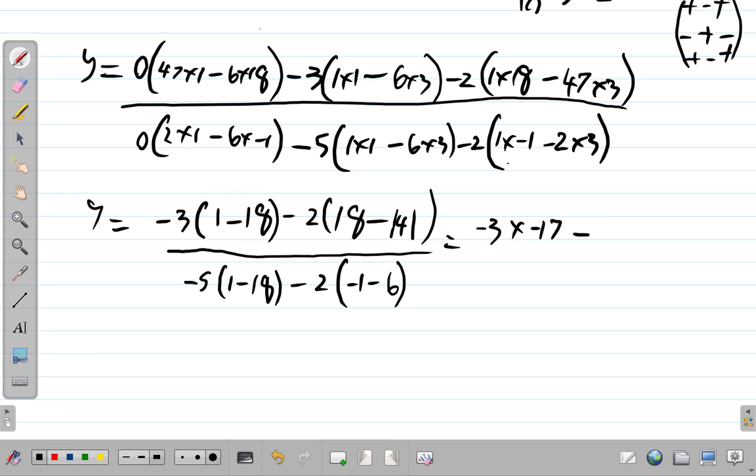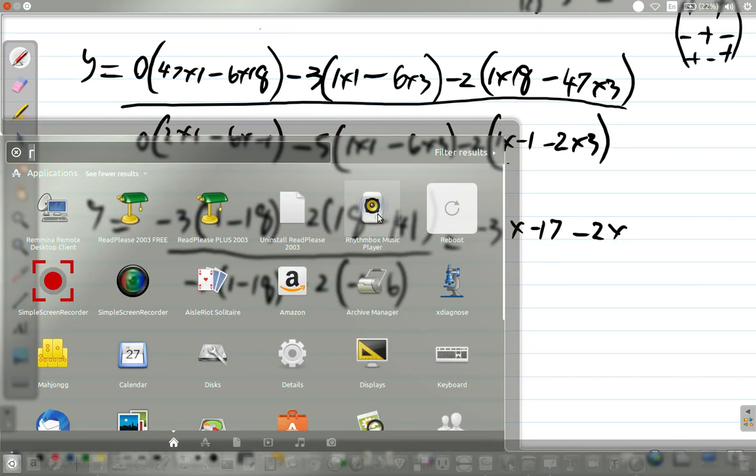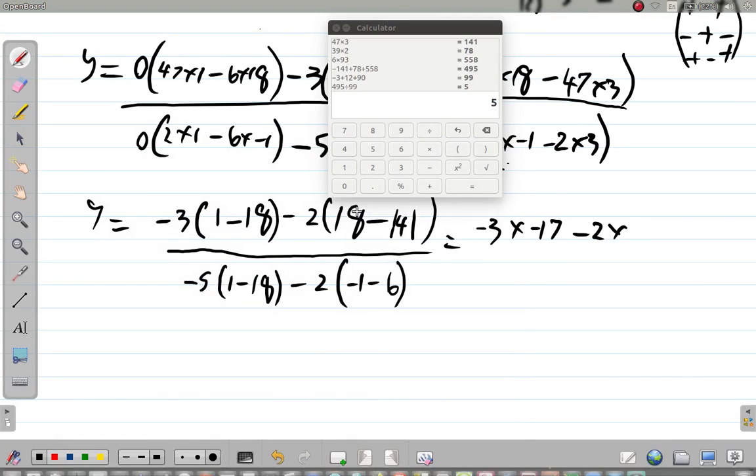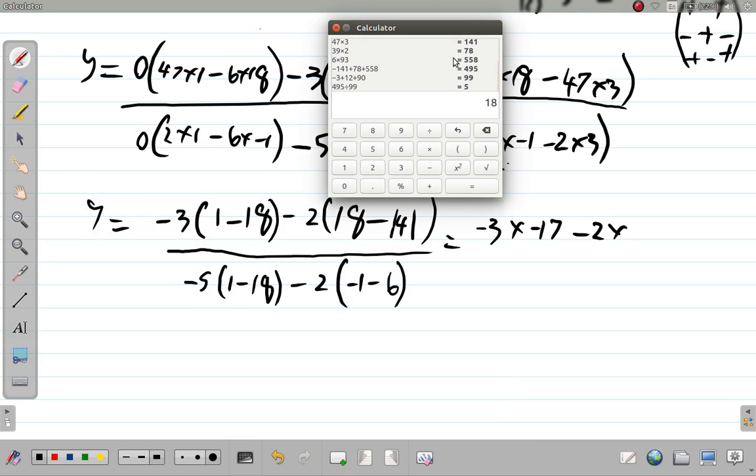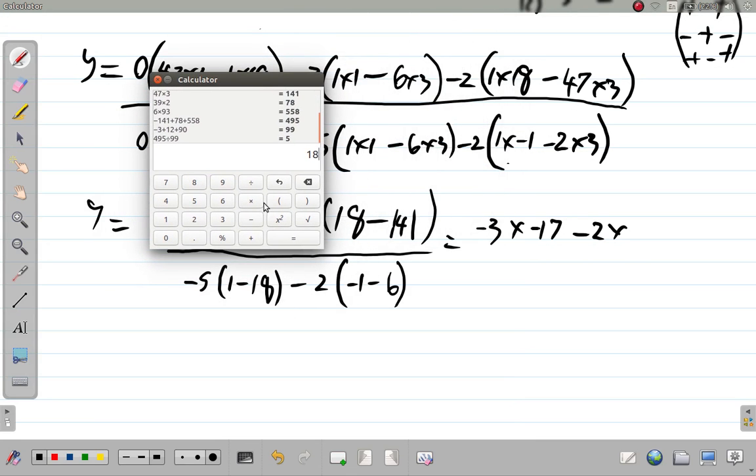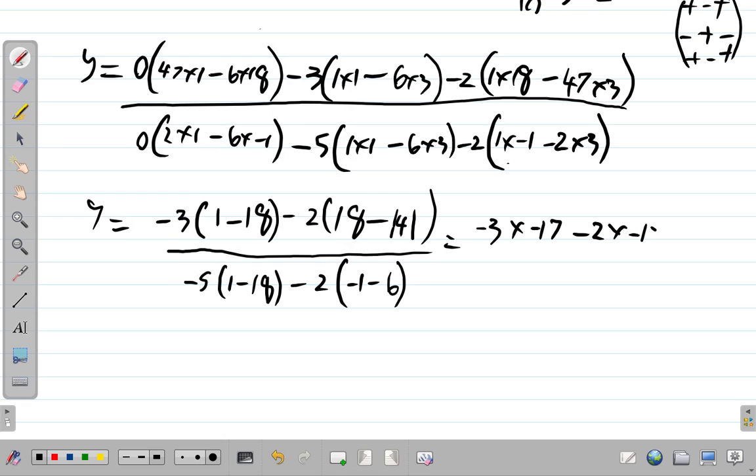negative 17 minus 2 times, what is 18 minus 141? Let's see. 18 minus 141 gives you negative 123. Negative 123 over negative 5 times negative 17 minus 2 times negative 7. So y equals.